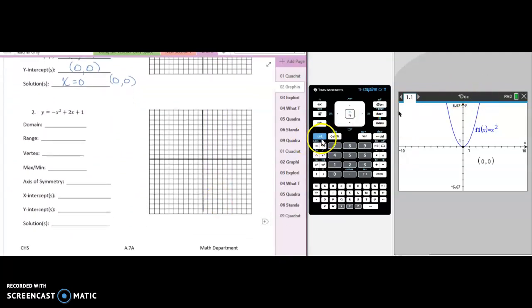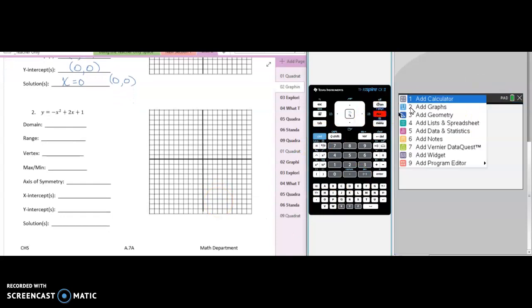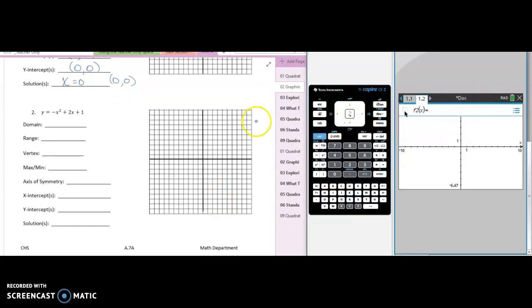Okay, I'm going to get another graph. So control document gives me another graph, and I'm going to add a graph page, or another page. Add a graph page. Let's graph this one, negative x squared. So we'll do negative x squared plus 2x plus 1.